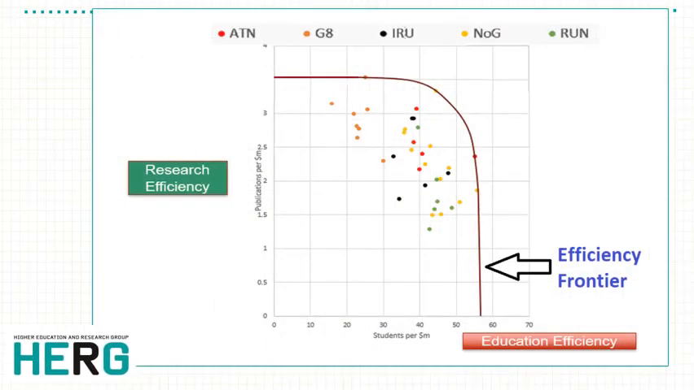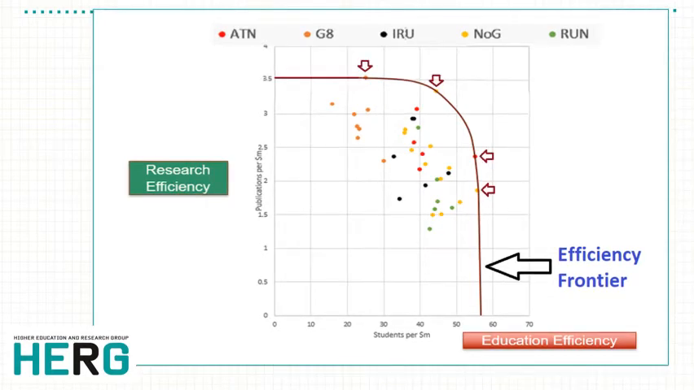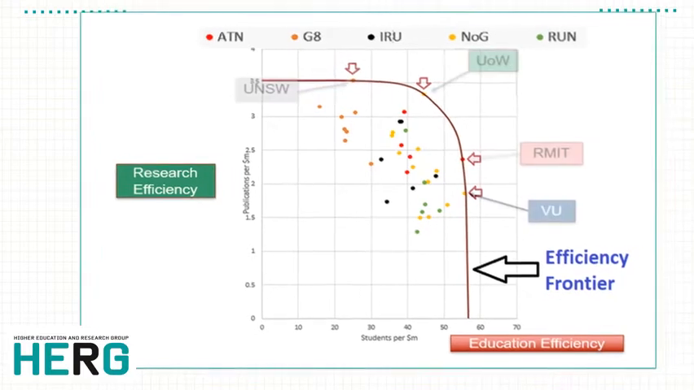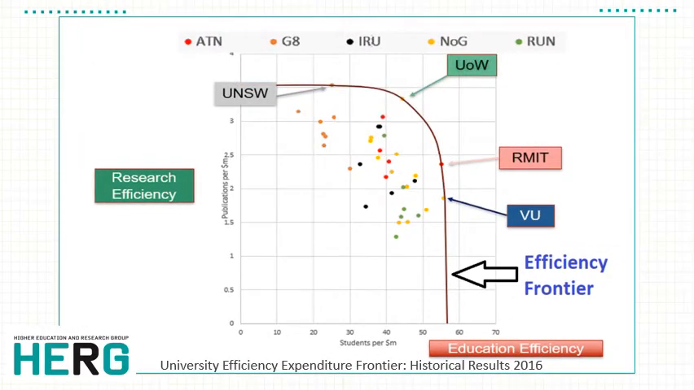And here is the efficiency frontier, and this is determined by reference to the exemplar institutions, those that have the highest level of productivity. In this particular year, 4 institutions defined the efficiency frontier, with the others being either underneath or to the left of that frontier. For this year, the efficiency frontier was defined by the University of New South Wales, the University of Wollongong, RMIT and Victoria University, with differing levels of education or research intensity.